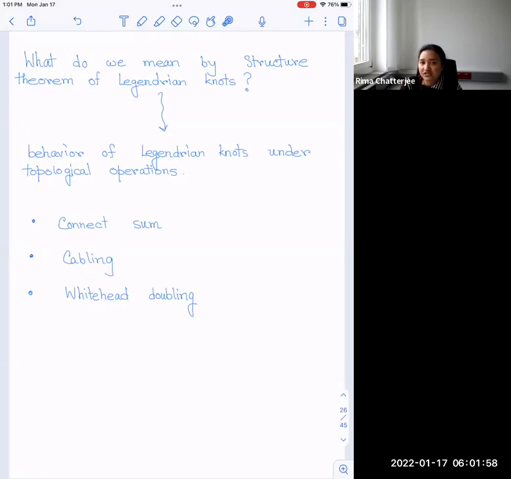So we want to know how the satellite operation is changing the geometry of these knots, or whether they are actually built from the pieces of these knots, and if we can know anything about the composite knot.